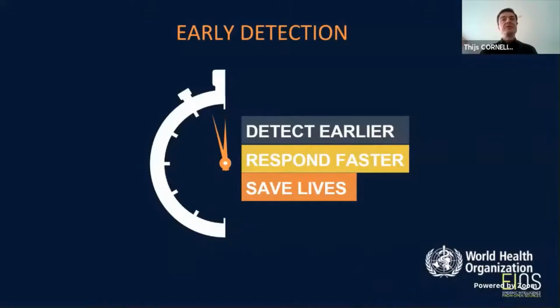So first, some general context. One of the main strategic objectives for WHO is to ensure global health security. And with EIOS, we try to contribute to that by trying to detect and respond to health threats as early and quickly as possible. That way, hopefully, we save lives and minimize the impact on society.